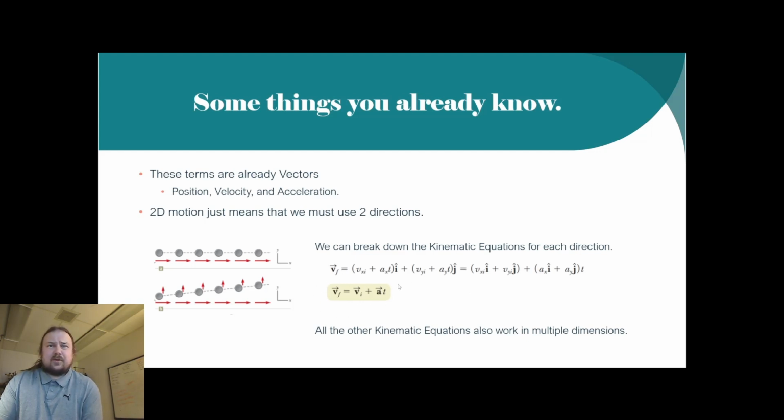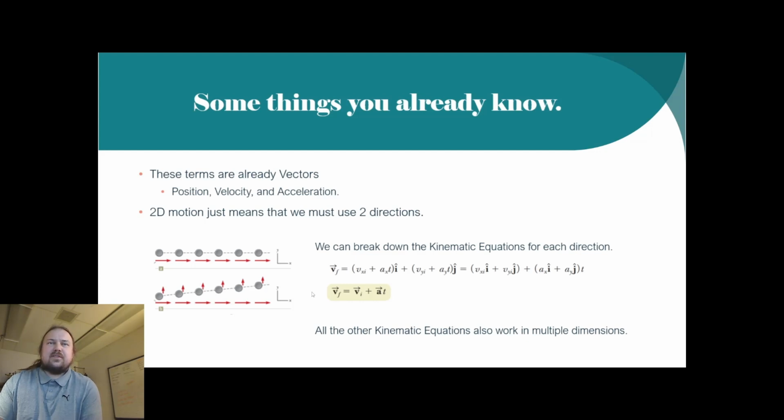the first kinematic equation for vf, our final velocity, is equal to our initial velocity plus an acceleration times time. These are all vectors. Velocities are vectors. Acceleration is a vector. The time component, of course, is not. You don't have seconds going in any direction, but here it acts as a scalar on acceleration, so it's actually okay.